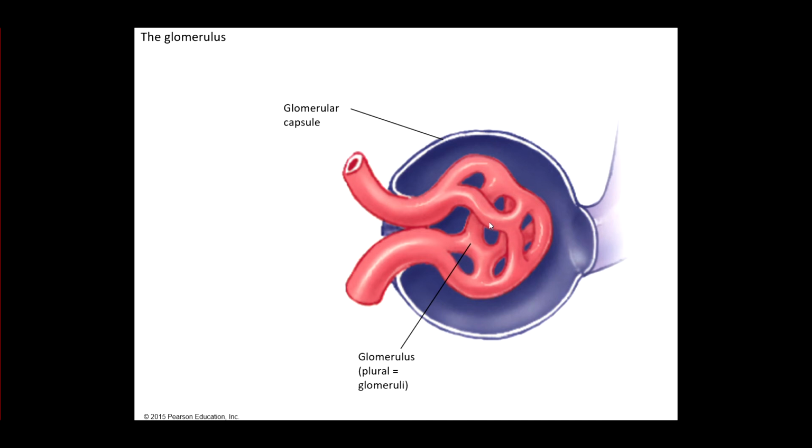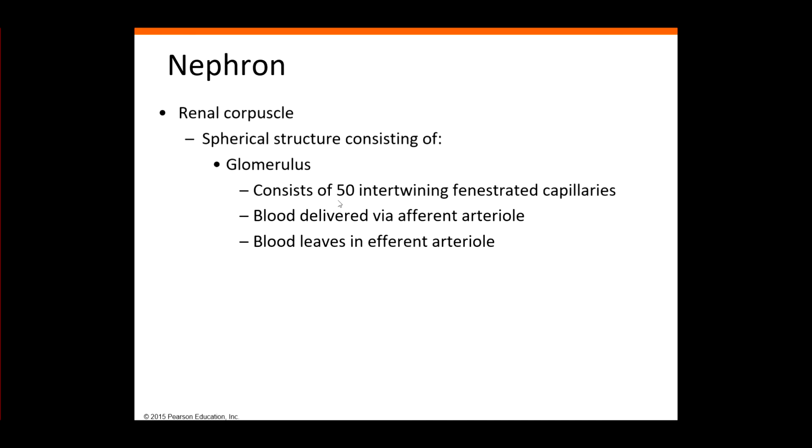Okay, so this is what the glomerulus looks like, and basically, again, it's about 50 intertwining capillaries, and the blood vessel that's bringing the blood into the glomerulus is known as the afferent arteriole. If you just want to jot down one more time, these are going to be the wider ones. That'll help you to find it in the lab. And then the blood is going to leave the glomerulus via the efferent arteriole. And if you just want to put down, that's going to have a smaller diameter.